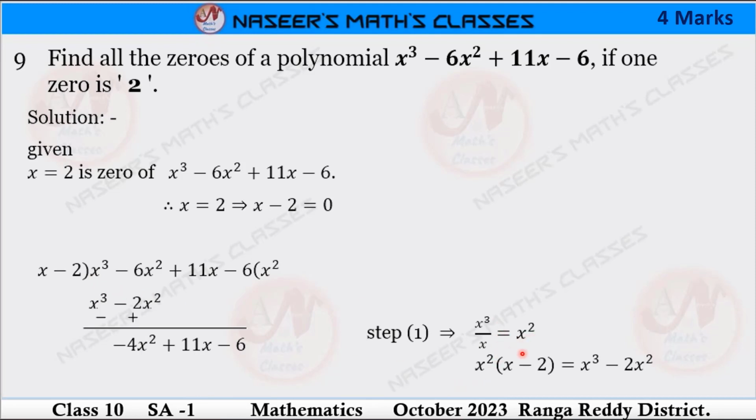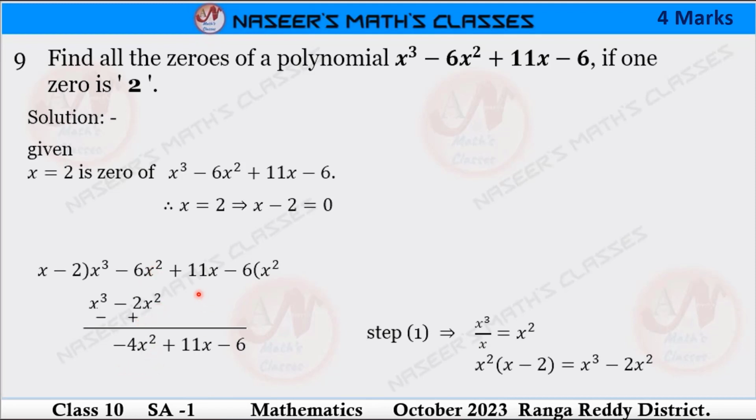Now we multiply x square with x minus 2, then we get x cube minus 2x square. Now we write this product x cube minus 2x square downside x cube minus 6x square, then we can subtract it, then we can cancel x cube and x cube. By simplifying, minus 6x square plus 2x square, we get minus 4x square.